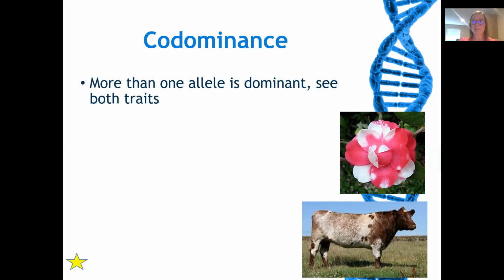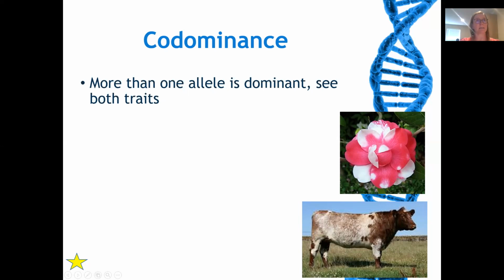We see both colors. Same thing is happening with this cattle. This cattle is called a roan cattle, and you see it in horses as well. With the roan, it's a codominant relationship, and both the brown and the white are being expressed. Some of the individual hairs are brown, some are white. It's not a blending. It's not like a light brown color.